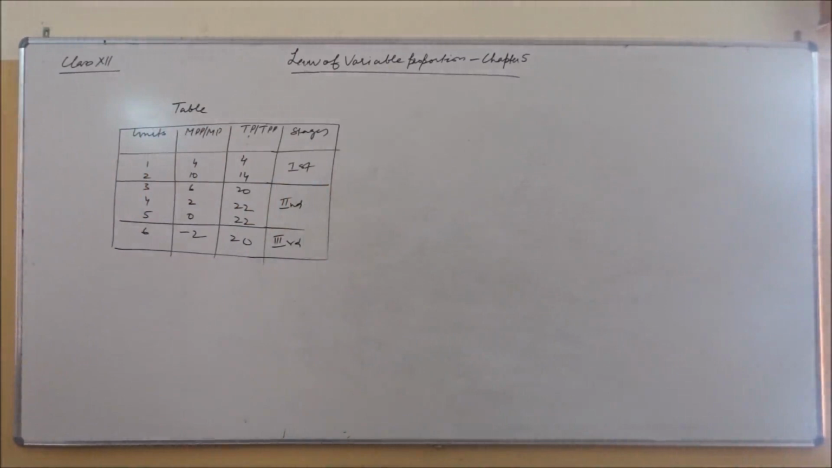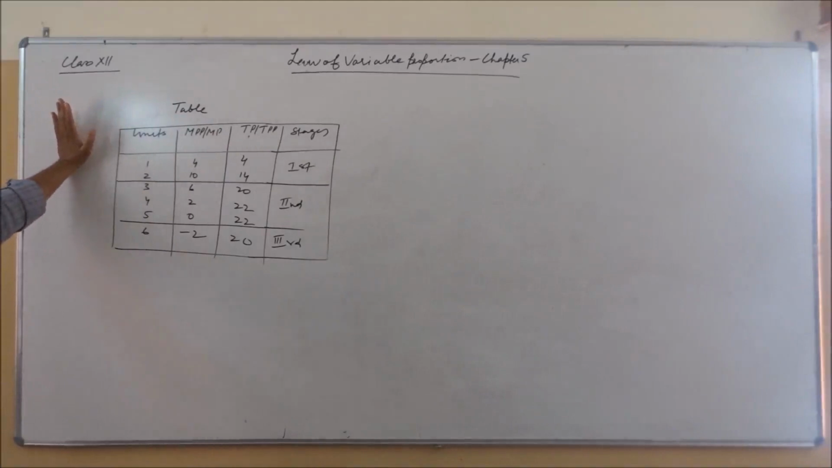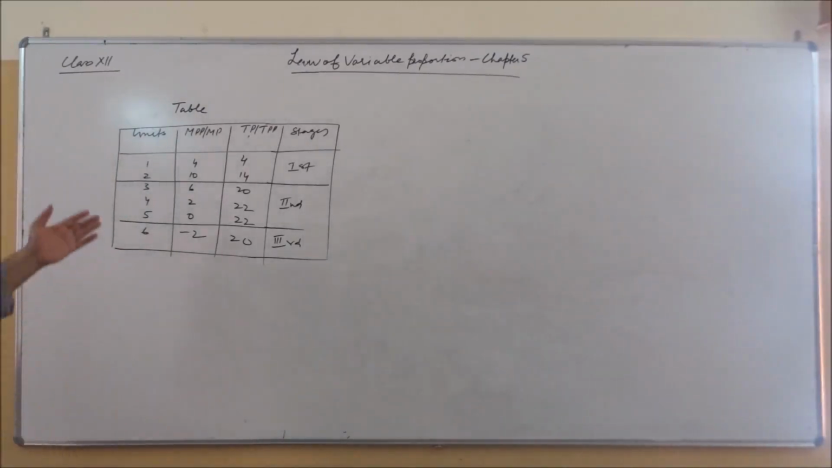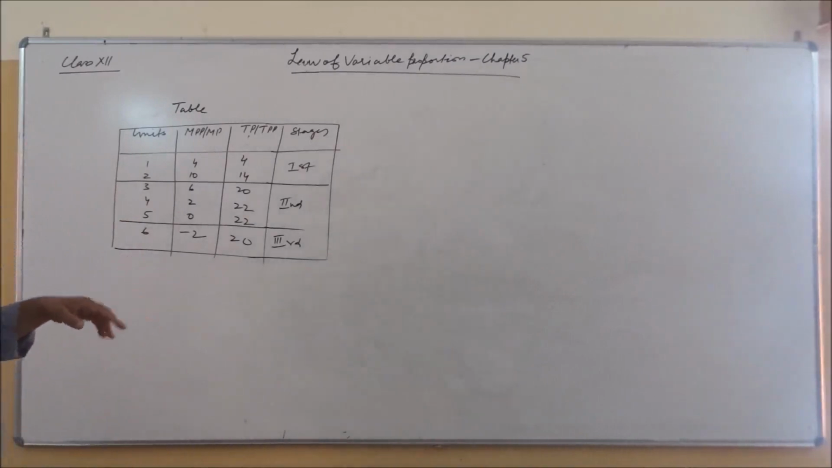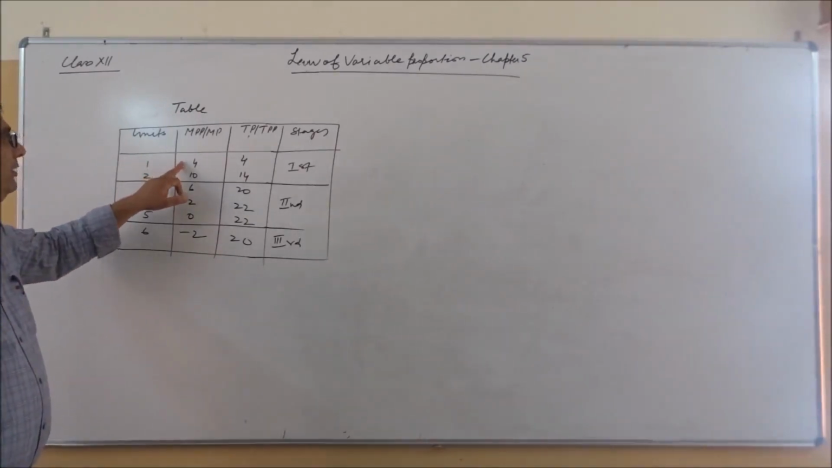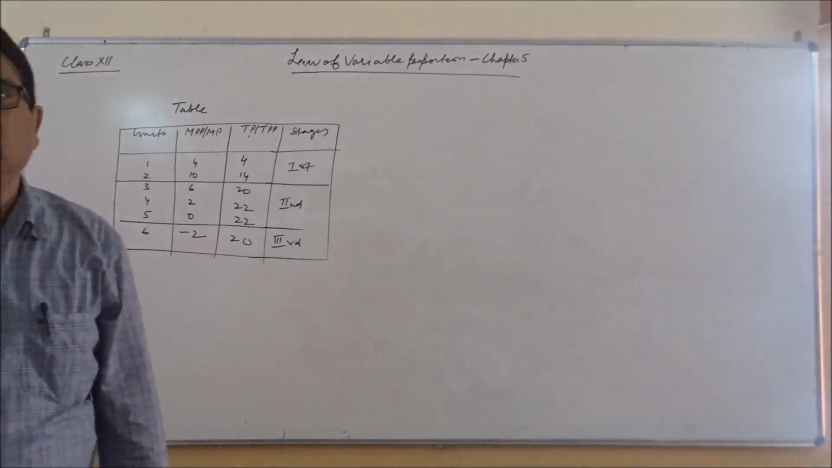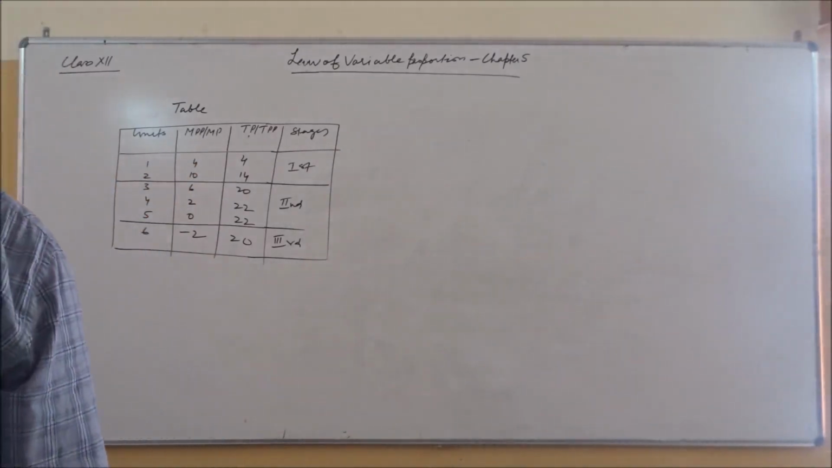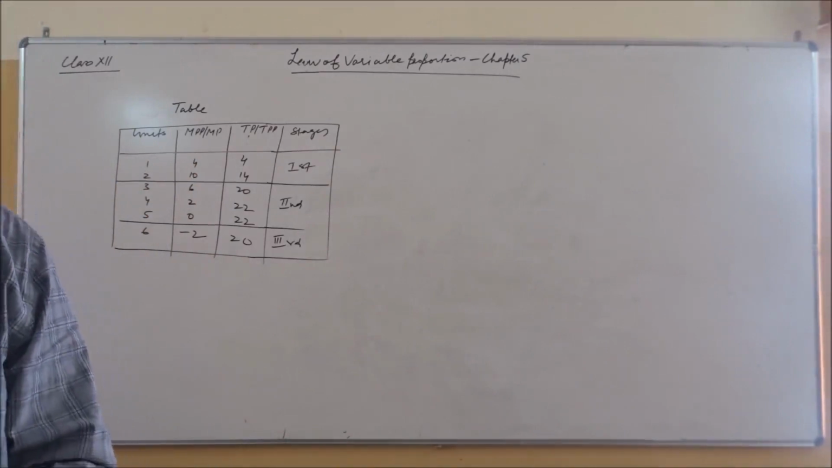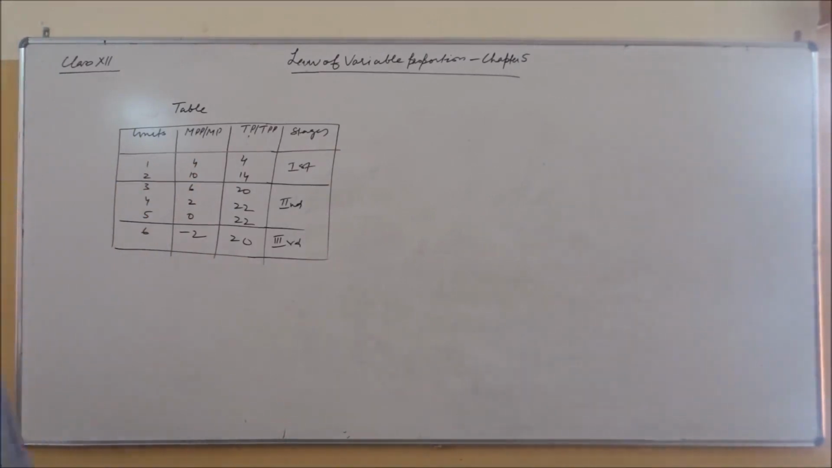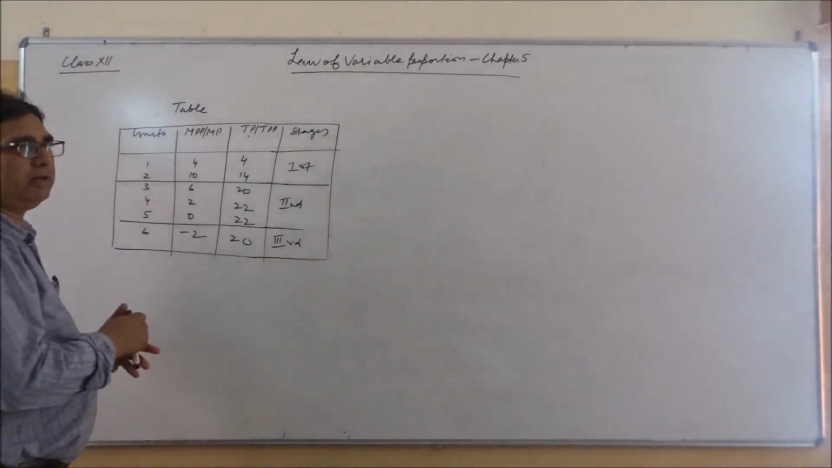Now see, my dear student, there are 6 units. I try to make this table shorter and shorter so that your diagram should not be very long. In this table, the number of units I have taken is 6. When the first unit of labor is employed, it produces 4 units of a product. That is called marginal productivity.